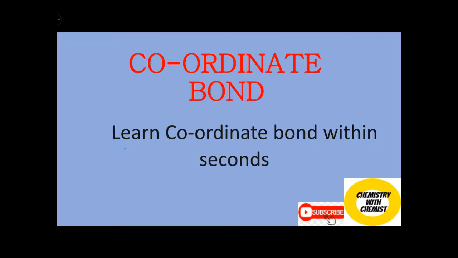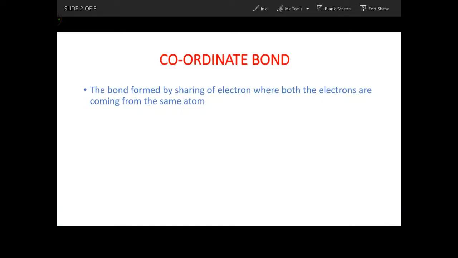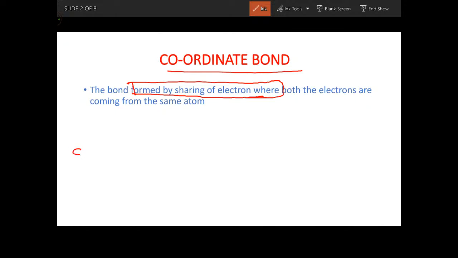The first thing that we will learn today is the definition of coordinate bond. The definition says that the bond which is formed by sharing of electrons. So in coordinate bond also you will have sharing of electrons, so you have to remember this word.